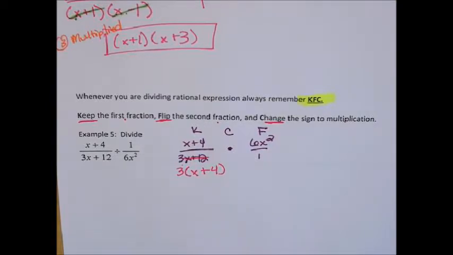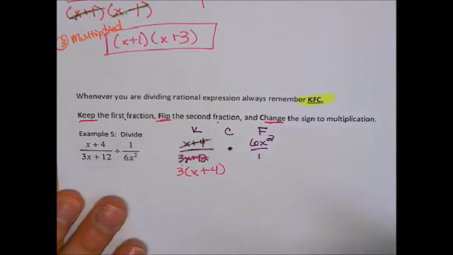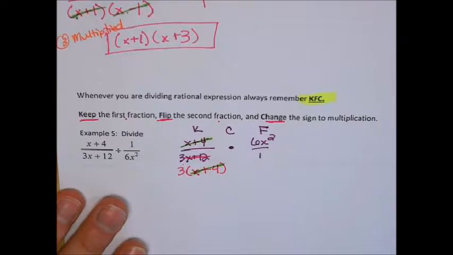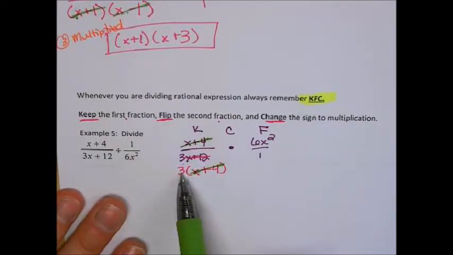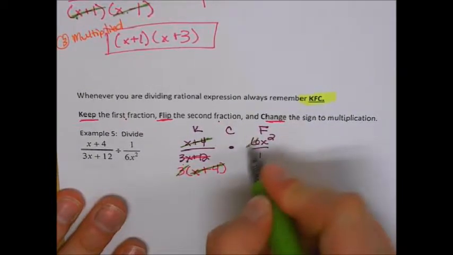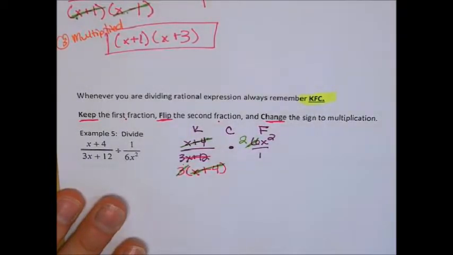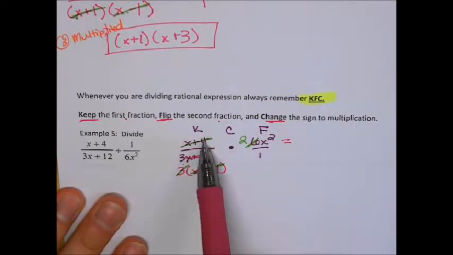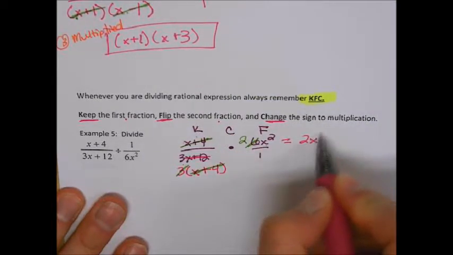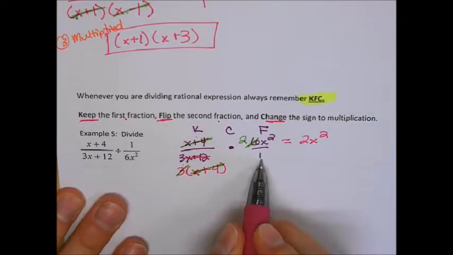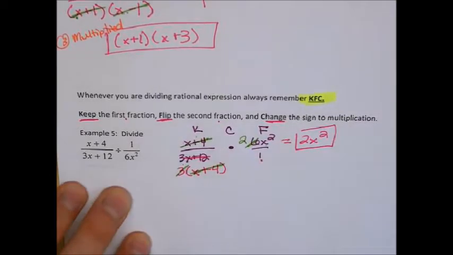Now I can cross out factors on the top and the bottom. I have an x plus 4 and an x plus 4, so those can cross out. I have a 6 and a 3, so I can reduce those. 3 goes into 6 2 times. What am I left with on the top? Nothing here, so that's a 1. So I have a 2x squared. And then on the bottom, I'm left with just 1, so I don't have to put anything.